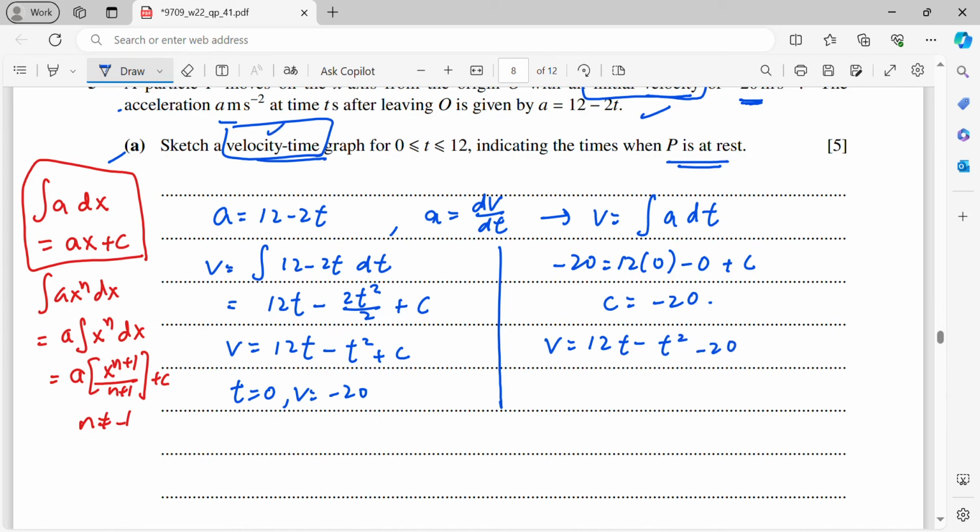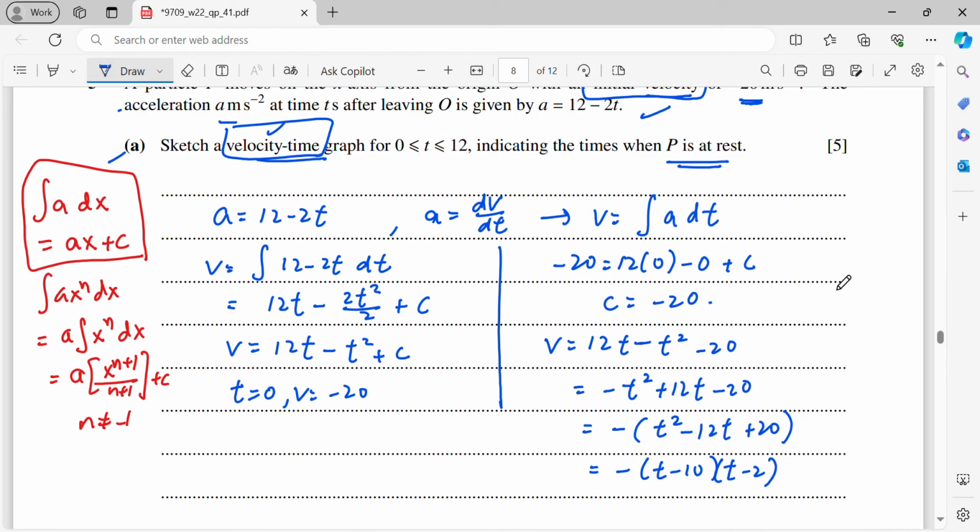But now since you need to sketch this graph, I better rearrange this. It will be negative t squared plus 12t minus 20, and then I will factorize the negative. So you will get negative of (t squared minus 12t plus 20). And this quadratic can be factorized into (t minus 10) together with (t minus 2). So from here, I know the intersection points.